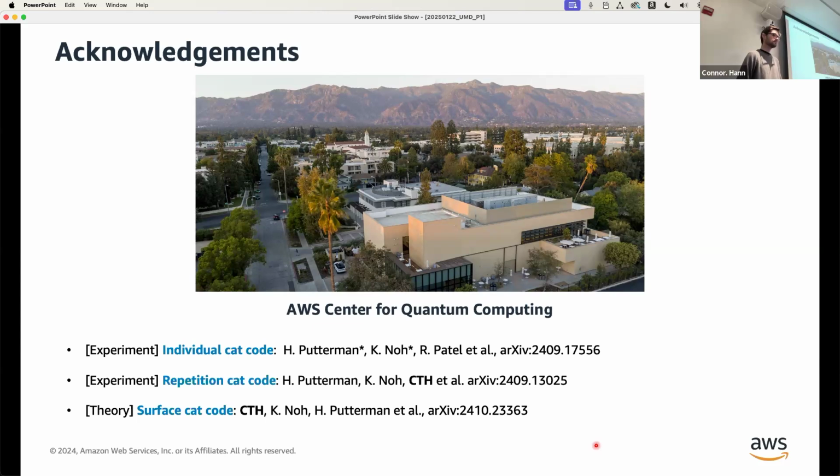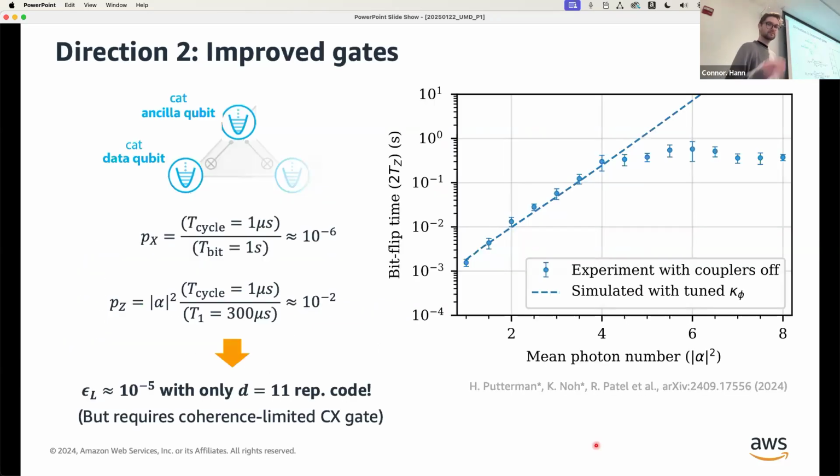You mentioned during your talk that if you're looking at a single cat, it can have a bit flip time of up to a second, but somehow when you put them together, you're susceptible to new processes. Maybe I missed it. Can you just give a bit more detail?